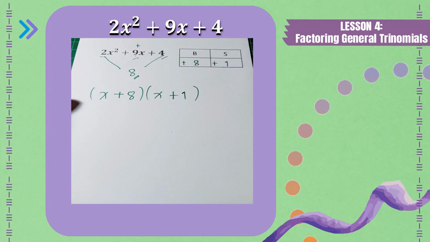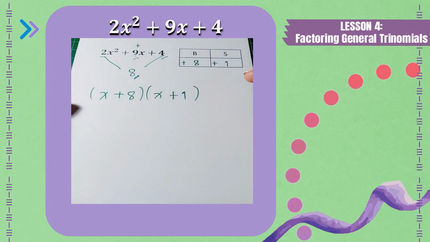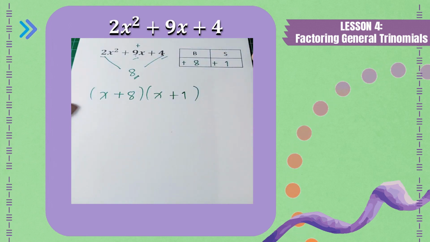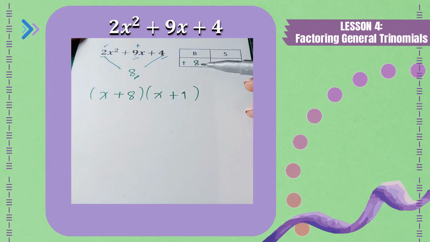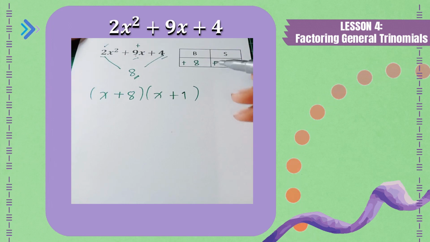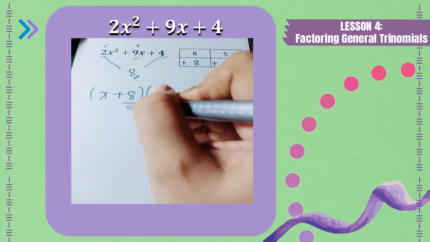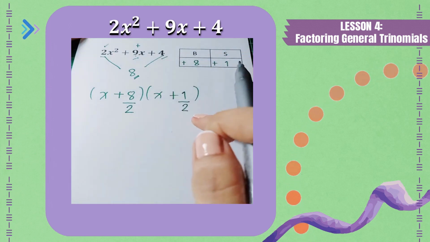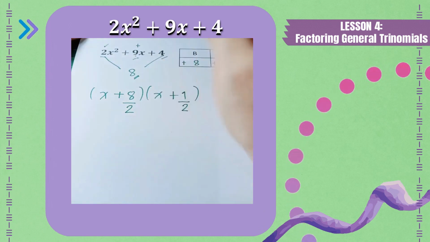So, tapos na ba? Hindi pa. Kasi, kapag ginawa natin to or minultiply natin to using the FOIL method, hindi ito ang magiging kalalabasan ng trinomial. So, meron pa tayong gagawin na susunod na step. And that is, yung numerical coefficient ng first term natin, gagawin natin siyang divisor ng dalawang number na nakuha natin kanina. So, 8 divided by 2, then 1 divided by 2. Again, yung 2 na to ay nanggaling dito sa numerical coefficient ng first term.